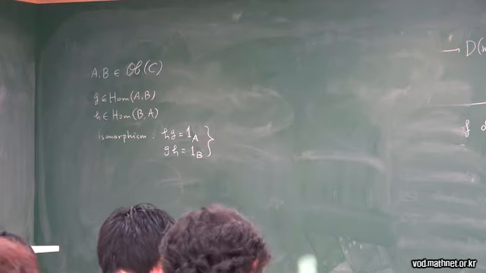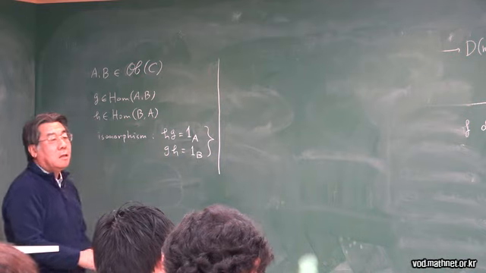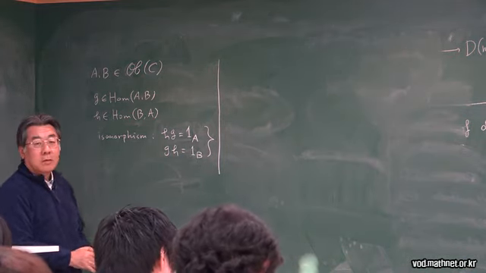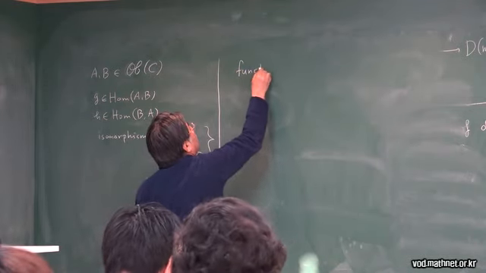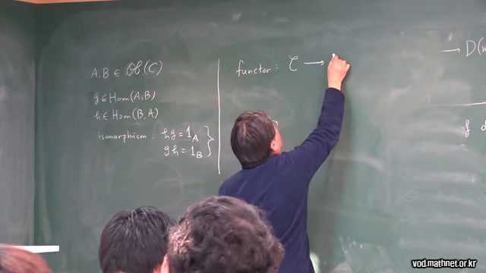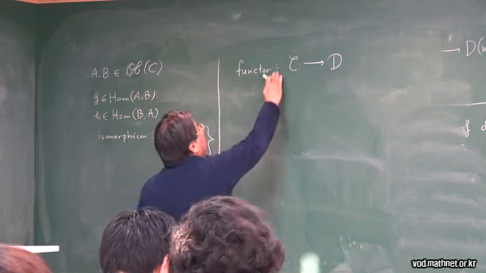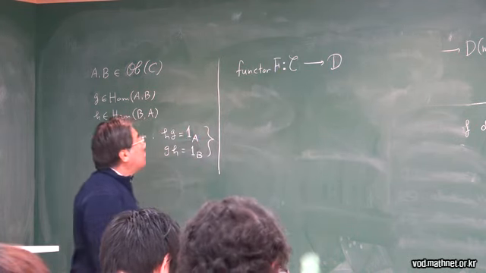Okay. Now, between sets there is a map. And the extended notion of a map to categories is called functors. So, a functor from one category to another category, maybe F.